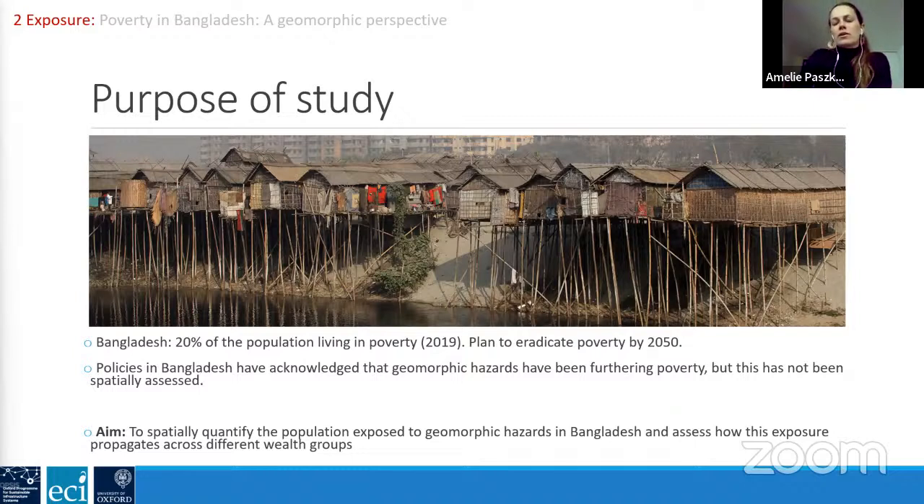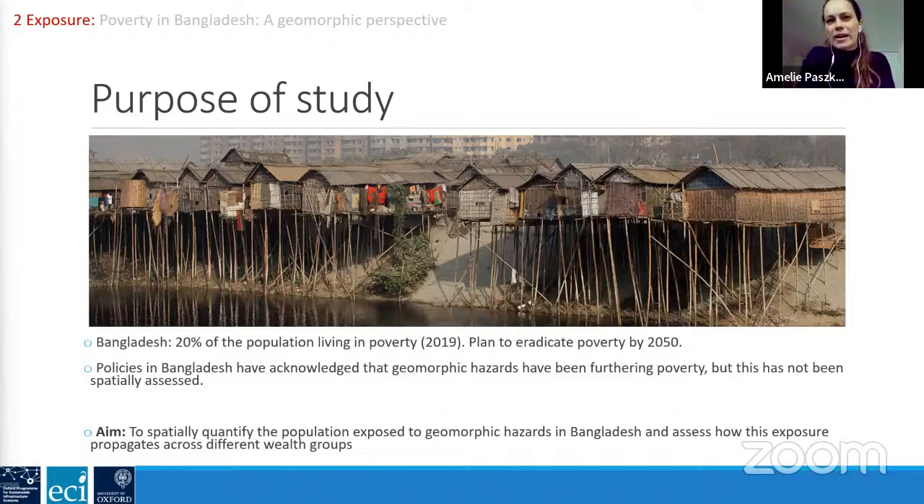And some of the key policy documents for the GBM Delta and for Bangladesh, such as the Bangladesh Delta Plan 2100, have acknowledged that geomorphic hazards such as river and coastal erosion can really act as key drivers in furthering poverty. But until now, and as far as I'm aware, there is no spatial understanding of exactly how many people are exposed to these hazards and how do these hazards actually link up with poverty dynamics in Bangladesh. So in this study, we spatially quantify the population exposed to geomorphic hazards and assess how this exposure propagates across different wealth groups.